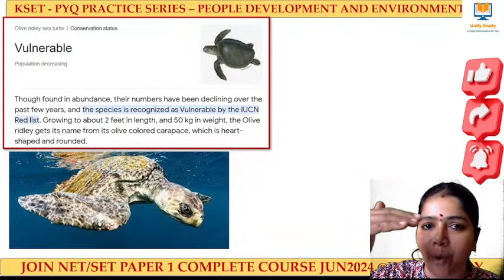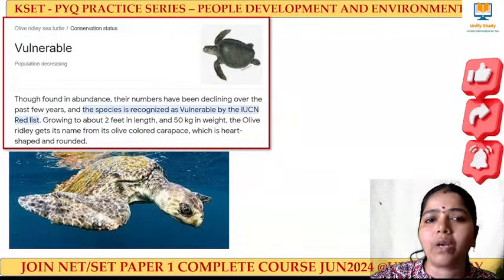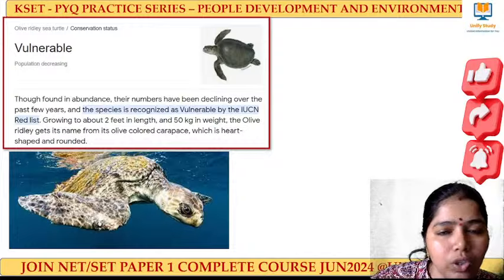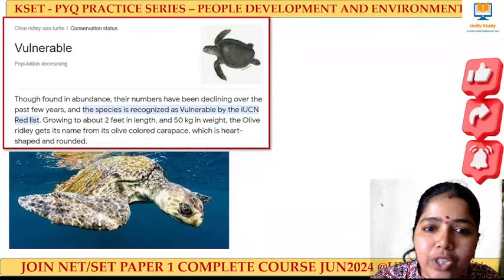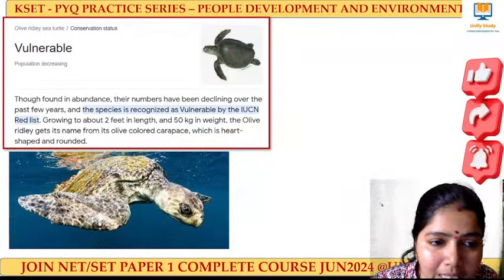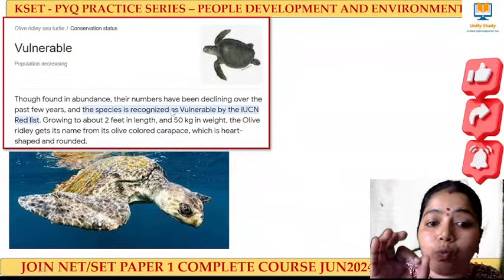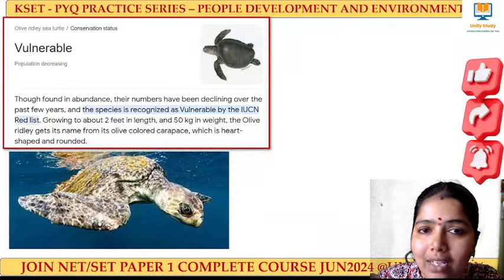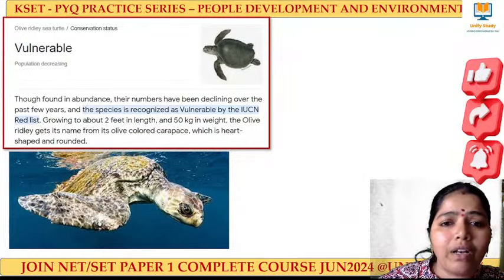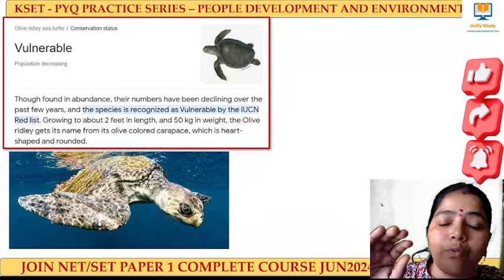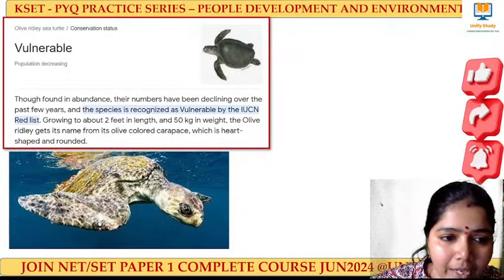What do you mean by vulnerable? The population of that particular species has been decreasing because of global climatic change, okay? Because of the pollution that we cause, the ocean pollution, and because of the harm done to those turtles by means of trading and all those things, the species numbers have been decreasing, the population has been decreasing, though they have been found in abundance in the ocean, right? What happened is the species is recognized as vulnerable by the IUCN. IUCN Red List. Next question, you'll be having that IUCN Red List, we will be looking after. So according to the global data set, this species is said to be a vulnerable species, and the population has been decreasing because of the pollution that happened in the ocean, right? Very good. Next question.